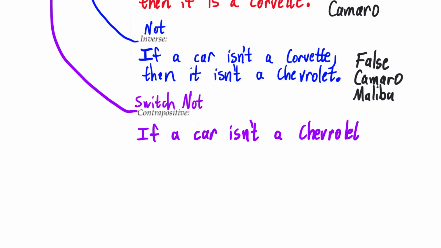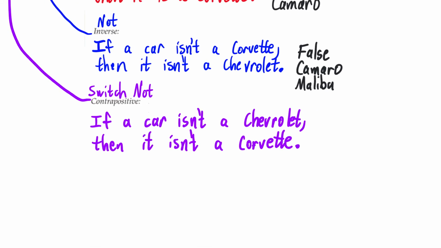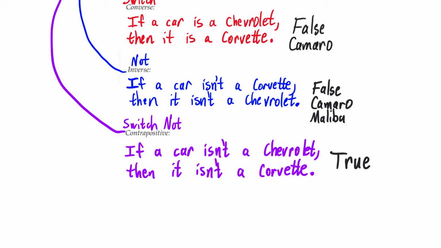So if a car isn't a Chevrolet, then it isn't a Corvette. Okay, I agree with that. It's true. Why do you think it's true? It's true because it's true? That's a good answer. Okay, if a car is not a Chevrolet, so they're saying this car cannot be made by Chevrolet. If it's not made by Chevrolet, then it's not going to be a Corvette, right? Because it can't be, because Chevrolet makes Corvettes. So this is a true statement.